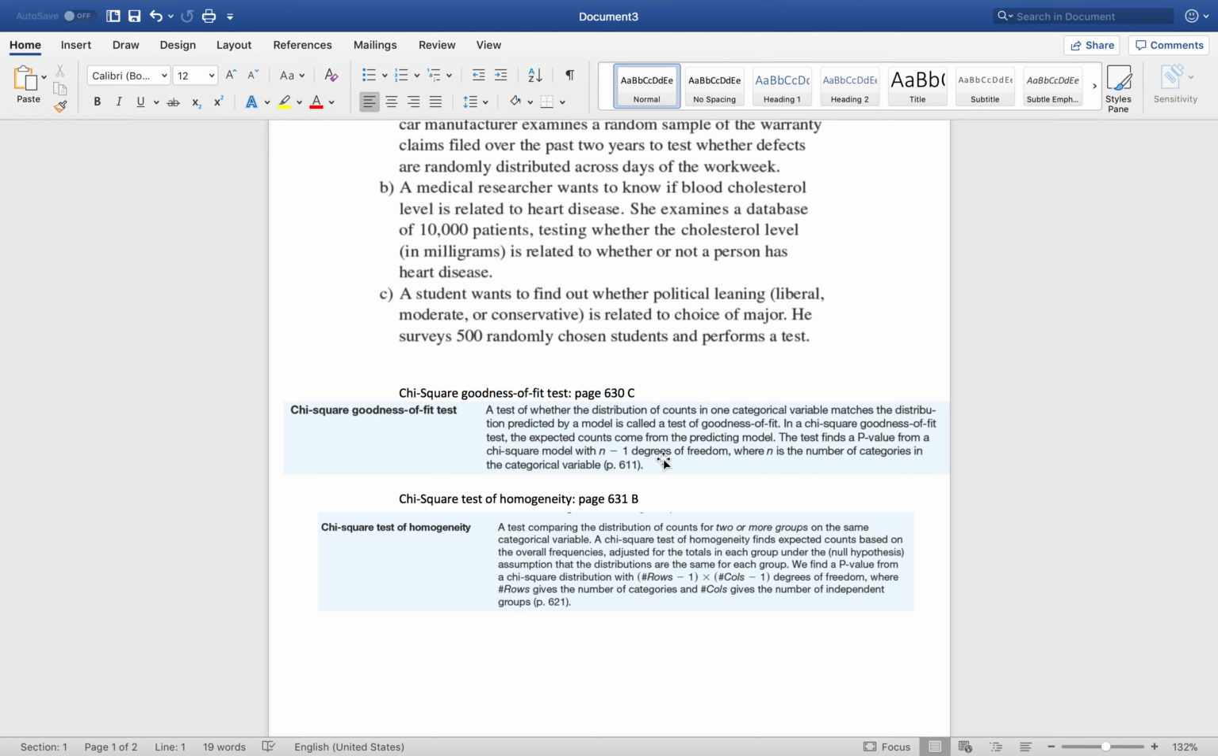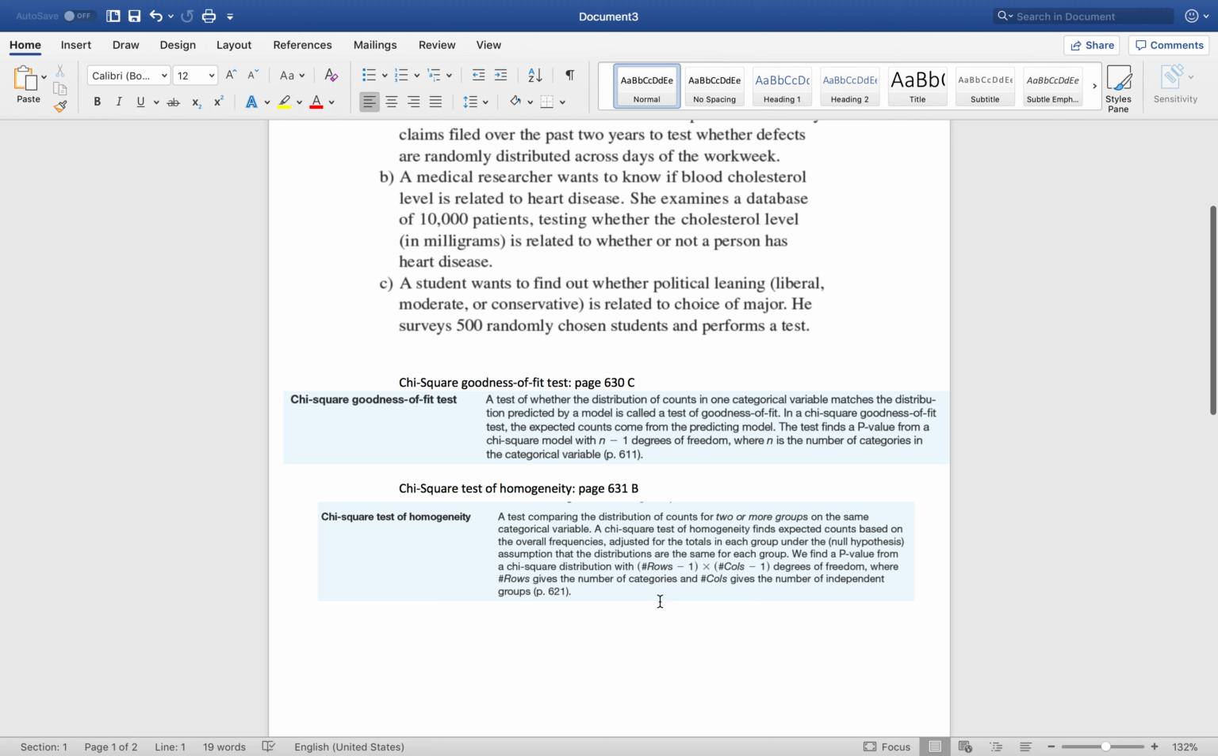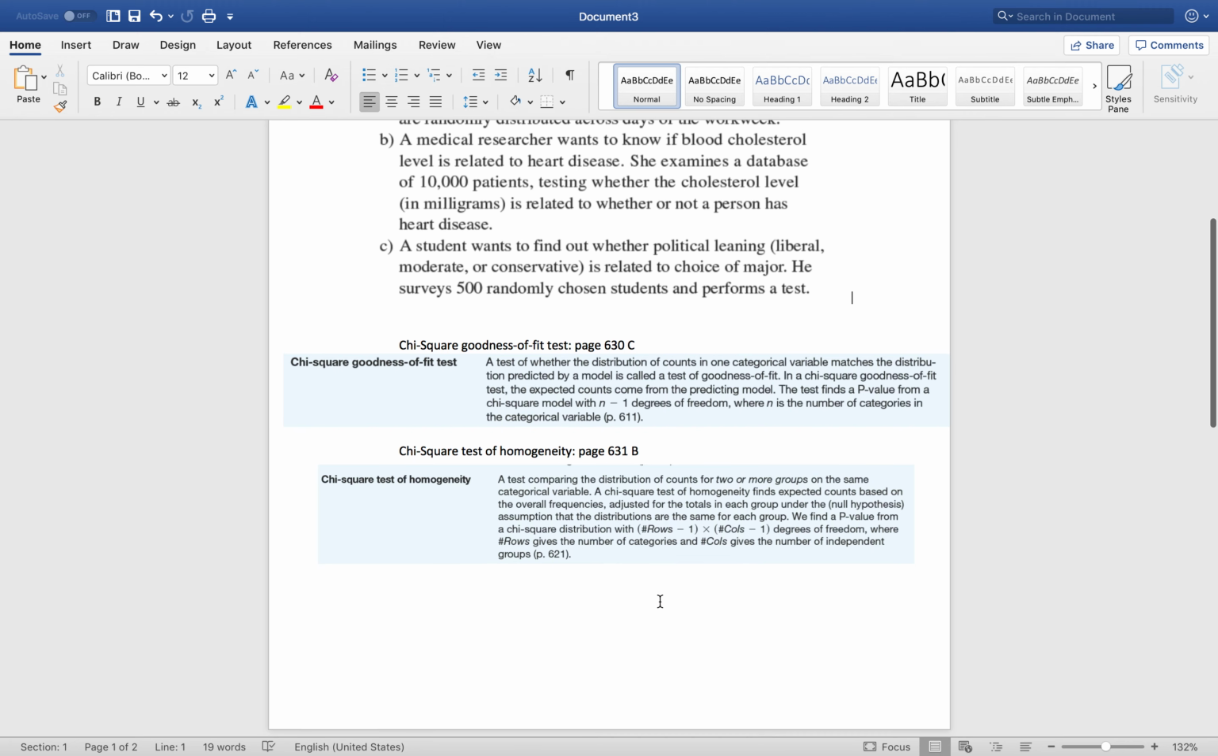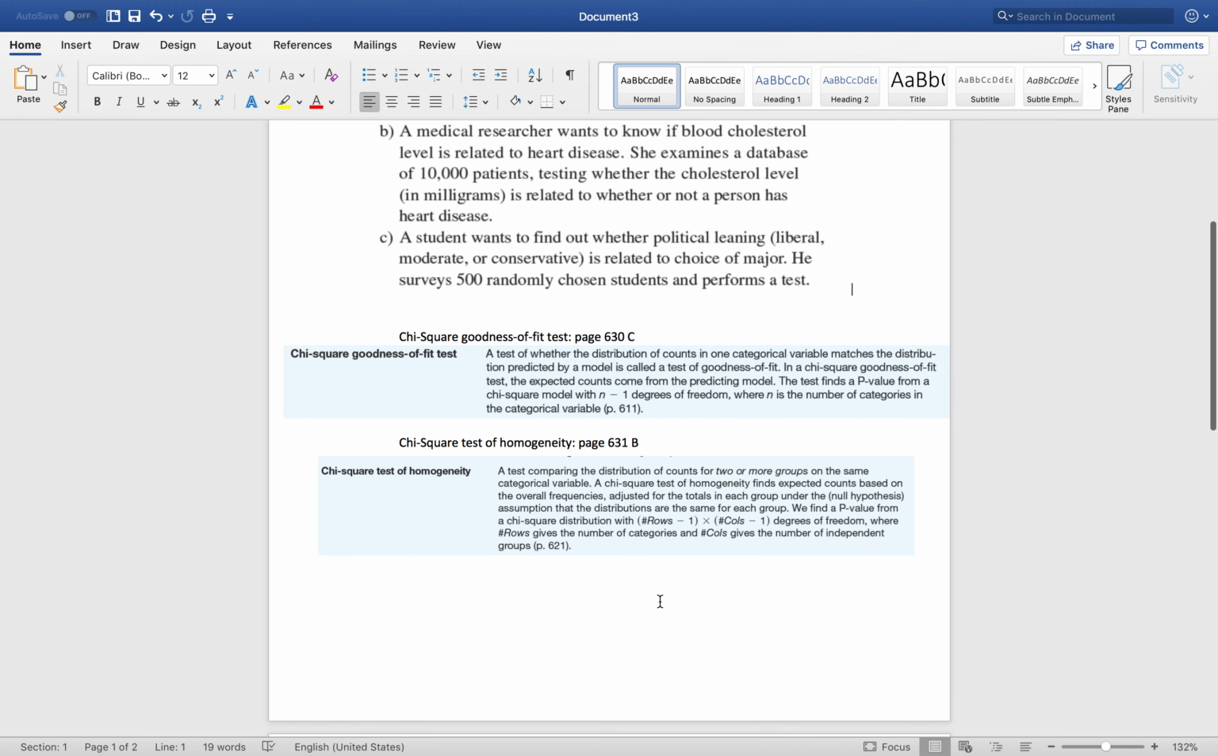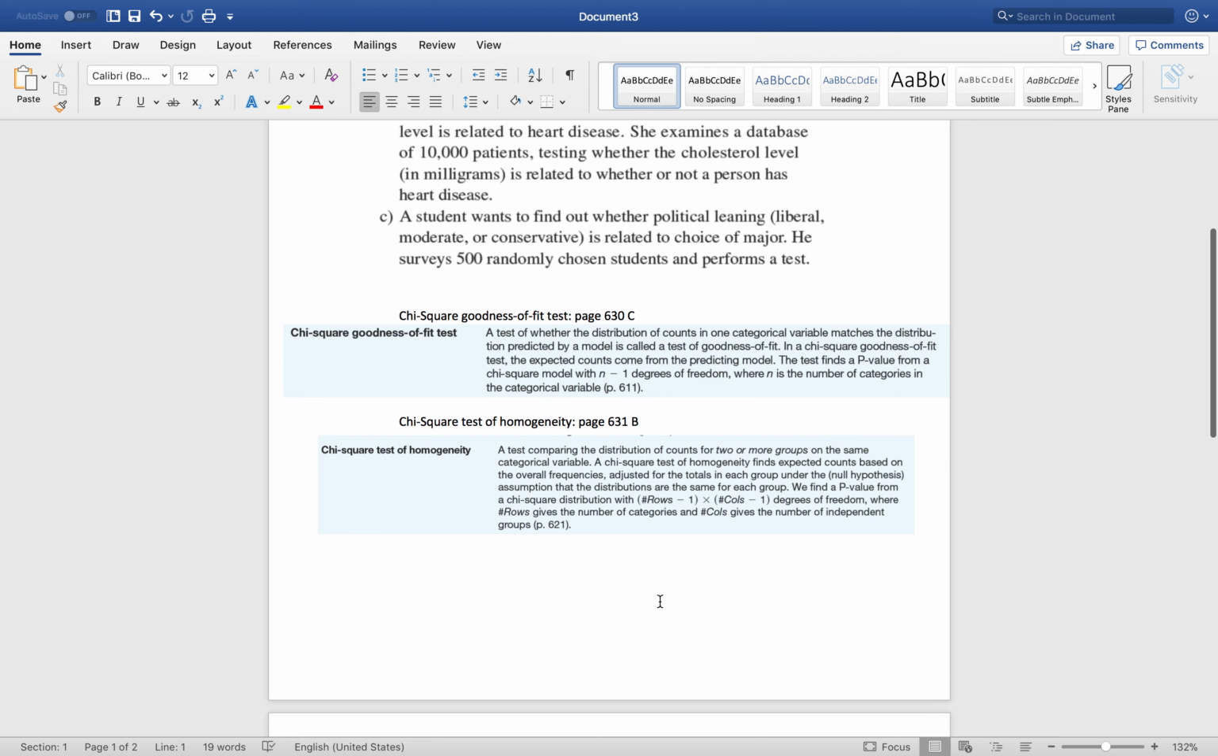So the next one is the chi-square test of homogeneity. A test comparing the distribution of counts for two or more groups on the same categorical variable. A chi-square test of homogeneity finds the expected counts based on the overall frequency, adjusted for the totals in each group under the null hypothesis assumption that the distributions are the same in each group. We find a p-value from a chi-square distribution with rows minus 1 times columns minus 1 degrees of freedom, where rows give the number of categories and columns give the number of independent groups.